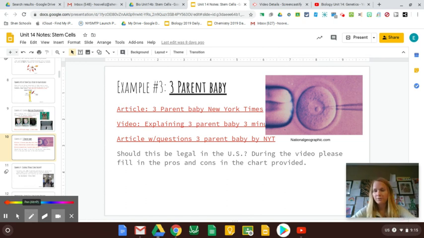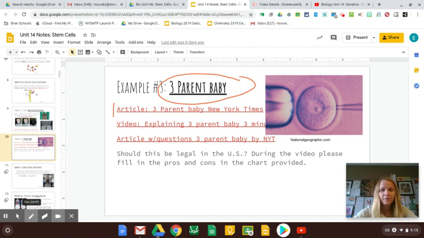Okay, so this video is all cool uses of stem cells. So again, we said stem cells are like blank cells, undifferentiated. We can train them to be whatever we want. So in this case, someone has used that to make a 3-parent baby. And if you want to know more about it, there's an article there and a video explaining it.